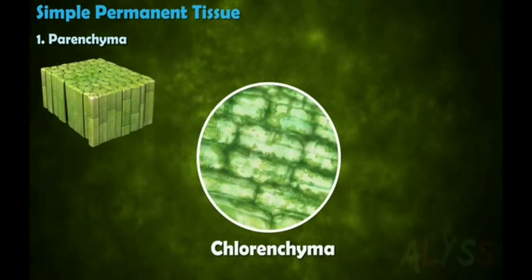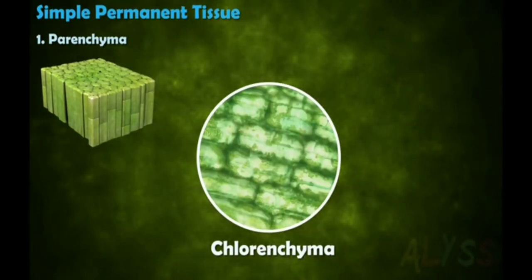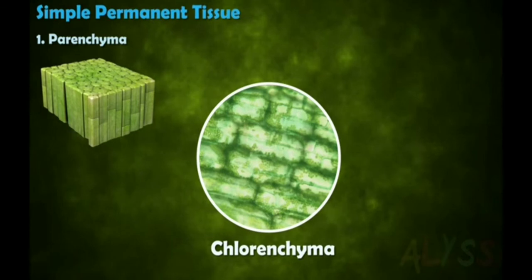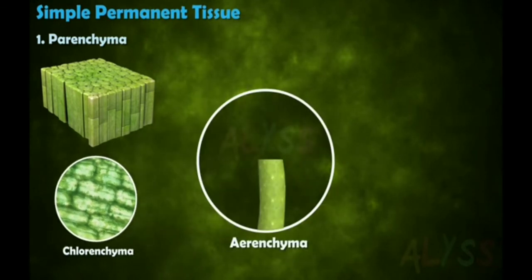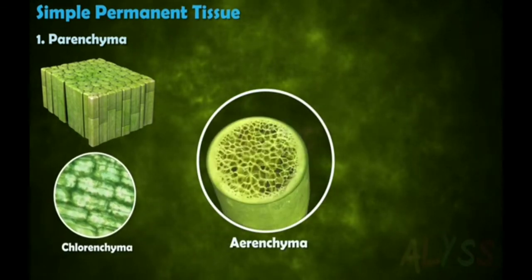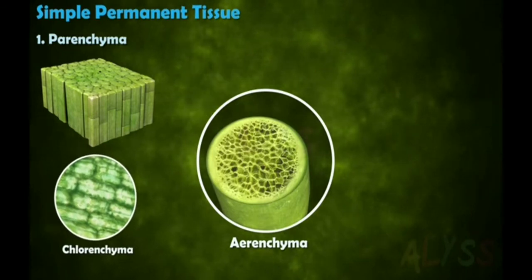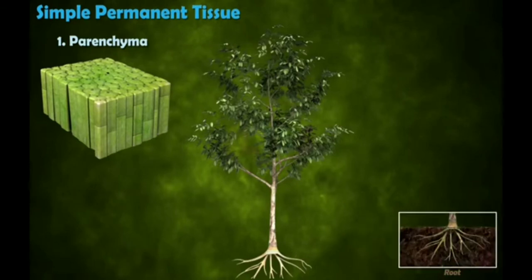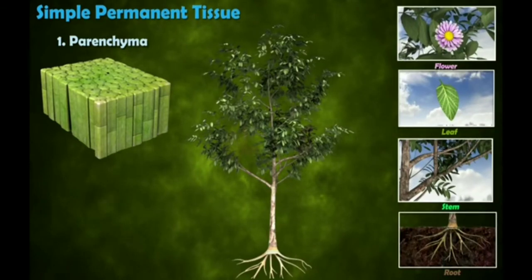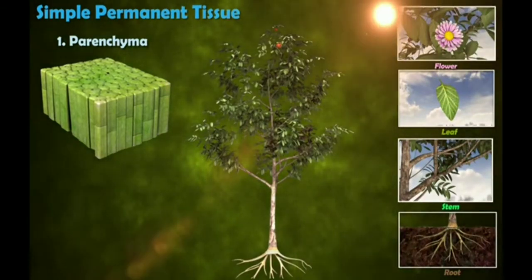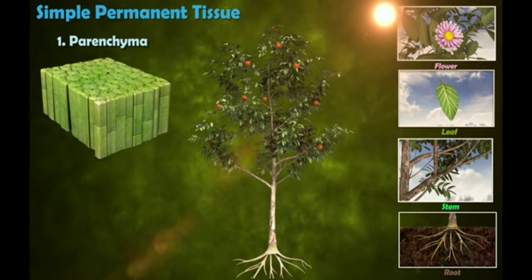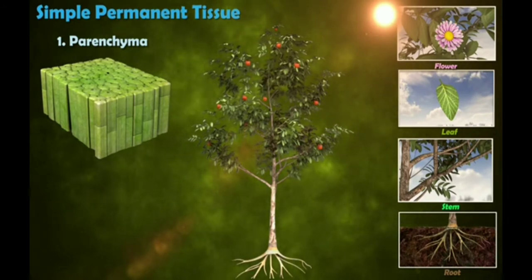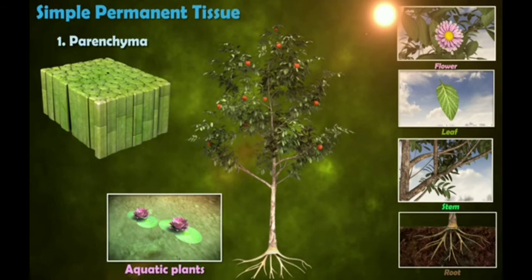The ones with chlorophyll are called chlorenchyma and help in photosynthesis. Some have air spaces and are present in aquatic plants for buoyancy. They are called aerenchyma. Parenchyma are found all over the plant body and help in storage, photosynthesis in sunlight, and giving buoyancy, for example, in aquatic plants.